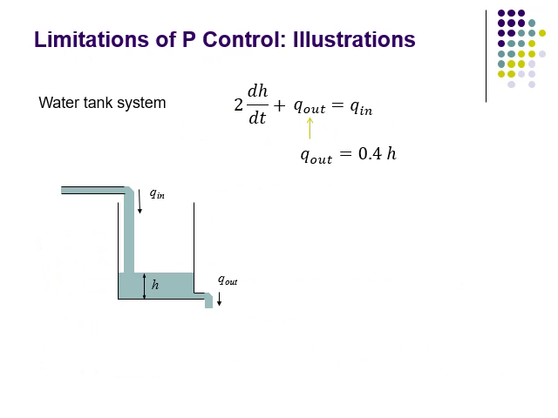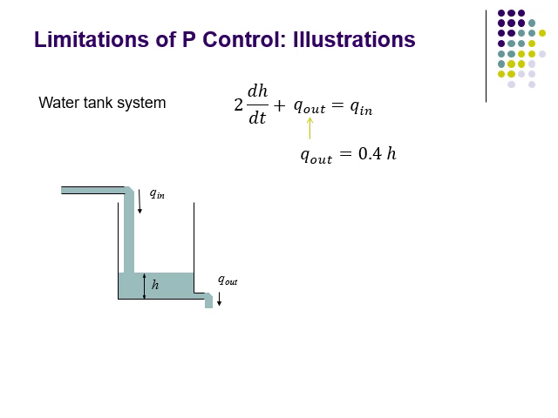Okay, so just to review the behavior that we can get when using P control, we're going to do an example which we've done before, which is the water tank system, but we're also going to try to look at what the limitations of using P control are for this type of system.